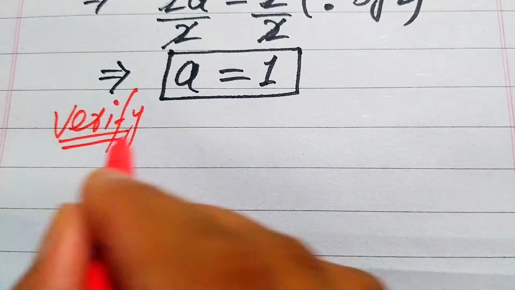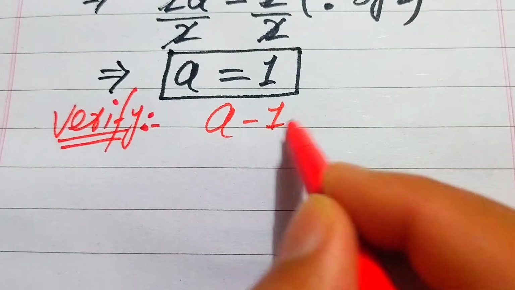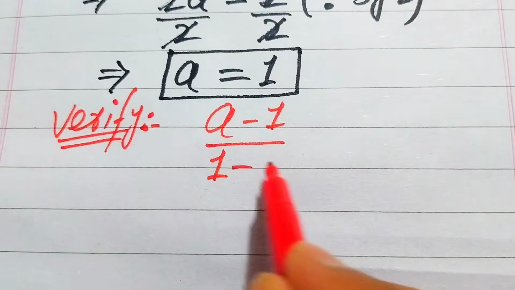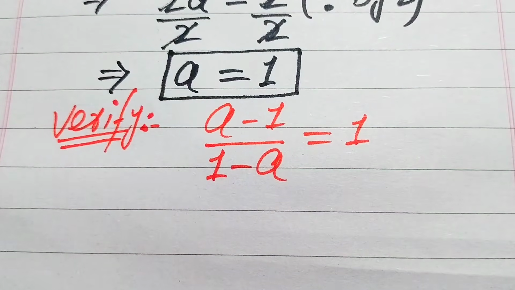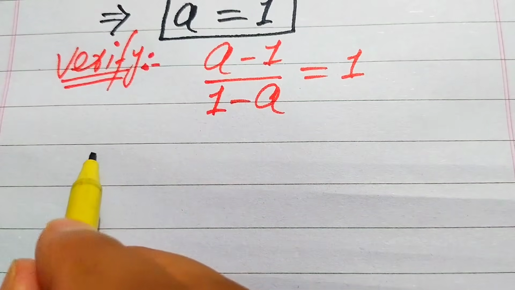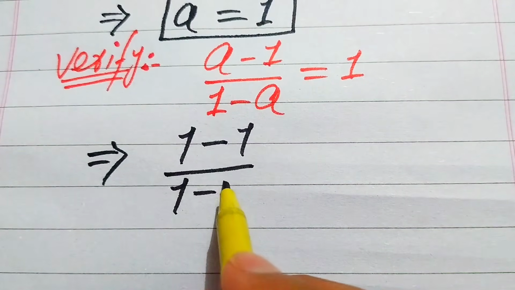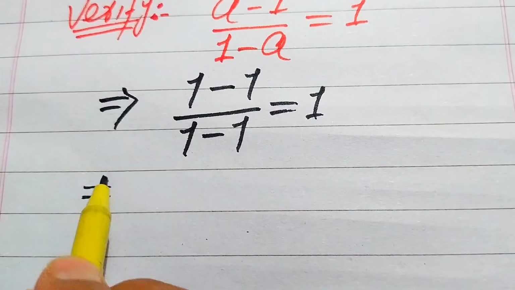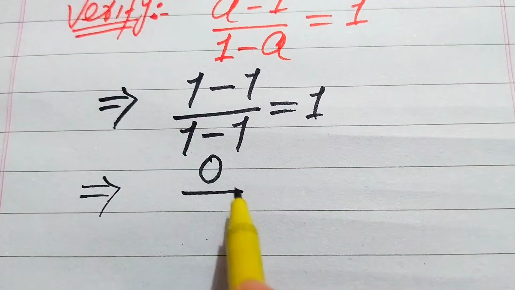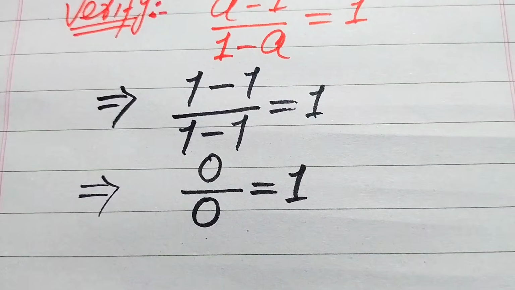For verification of this we need to copy down the given question statement here, and our given question statement is (a minus 1) divided by (1 minus a) is equal to 1. Here we substitute the above value of a into the left hand side. So when we put it here, it becomes (1 minus 1) divided by (1 minus 1) is equal to 1. In the next step, this 1 minus 1 becomes 0, divided by 1 minus 1 which also becomes 0, and this is equal to plus 1.